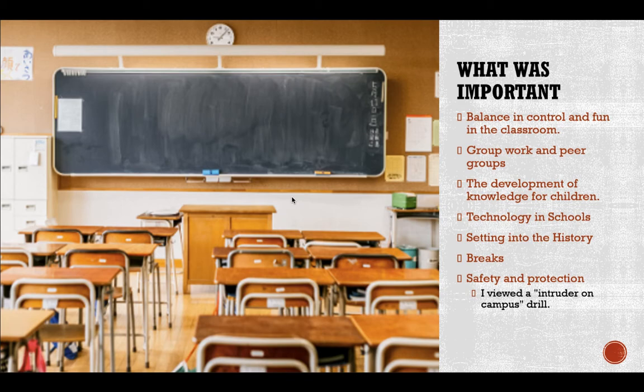Next is kind of what I saw that was important during my observations. I saw, again, recapping, the balance in control and fun in the classroom. So the teacher actually had a lot of balance and control, like I mentioned at the beginning. She had complete control over the classroom. The students would not talk when she was talking. They were eyes up ahead, up at the board whenever she was talking.